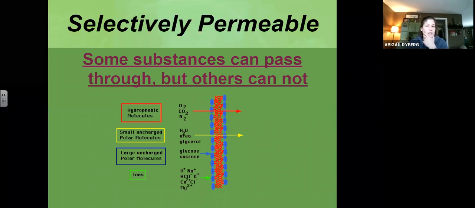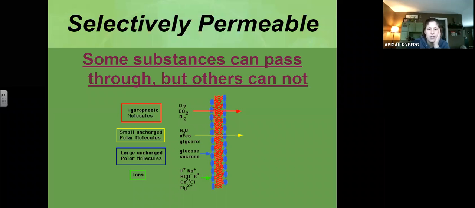Then we have selectively permeable, and most cell membranes are actually selectively permeable, which means that they're going to allow some substances to pass through and others not. So they kind of pick and choose. And really, you'll hear me say this over and over, but there's a pretty simple rule.